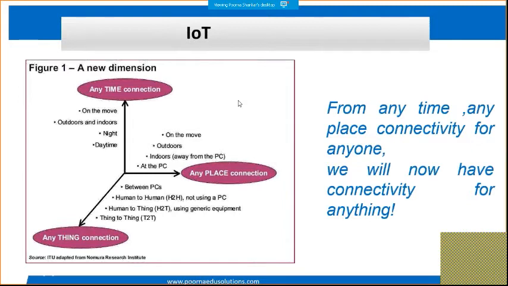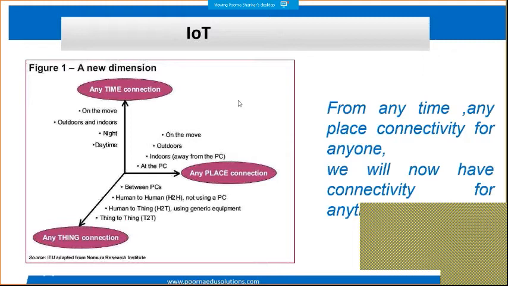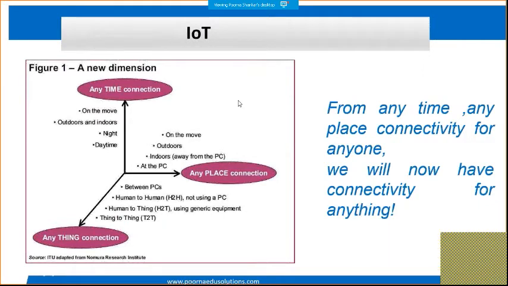So the new dimension of IoT, if we see, is anytime connection. I think most of us, especially during the pandemic, would have had a hurdle-free, seamless Wi-Fi connection at home. So all our smart devices, for example Alexa, are connected 24/7 with the Internet. So anytime we can access them. That is on-the-move devices, outdoor or indoor, nighttime, daytime, we are connecting. Second, anything connection. Any smart device could be connected. It could be human to human, or human to things, or things to things. It is all connected.